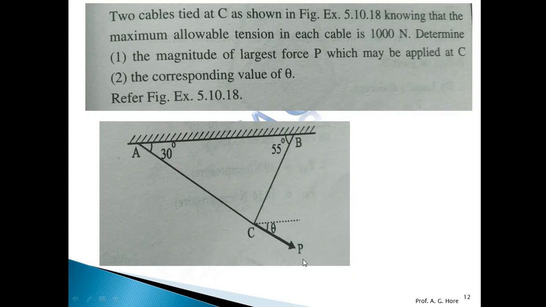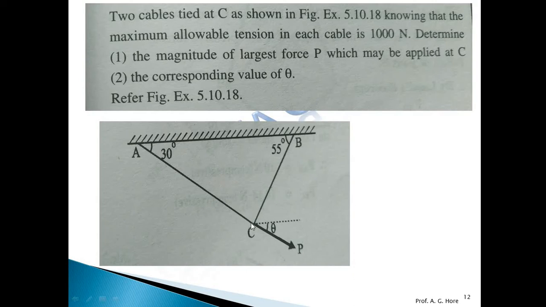Now next numerical. Two cables tied at C as shown in the figure. Knowing that the maximum value of tension in the cable is 1000 Newton, determine the magnitude of the largest force P which may be applied at C and the corresponding value of theta. Means we want to find this P force and this theta value for this given diagram.